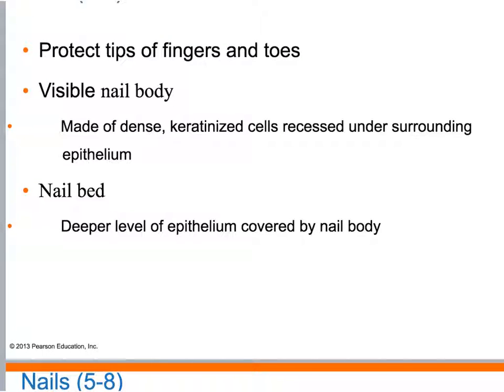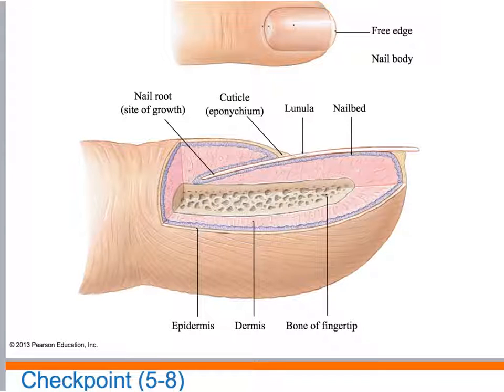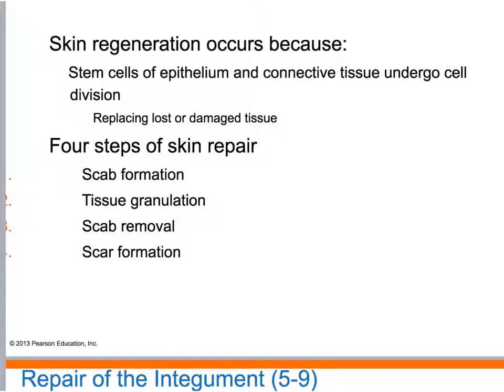Remember the nail. The nail protects the tips of the fingers and toes, and it has certain parts. We're going to go right to the picture to see them. If you look at this picture, we have the free edge, the nail body, the lunula, the cuticle, and then the nail root. And from this cross-sectional angle, we can see the epidermis, the dermis, and then the bone of the fingertip.